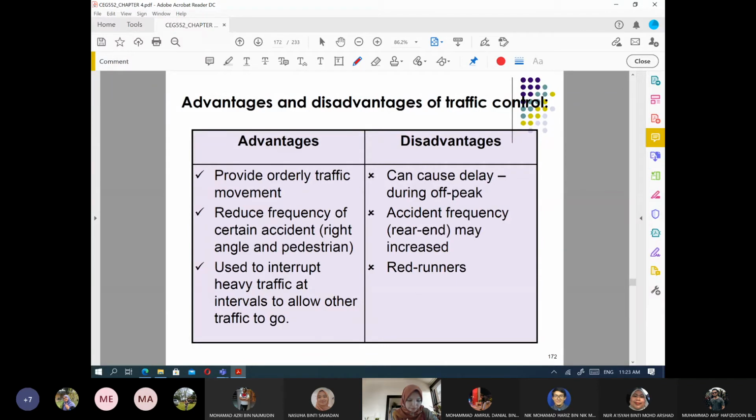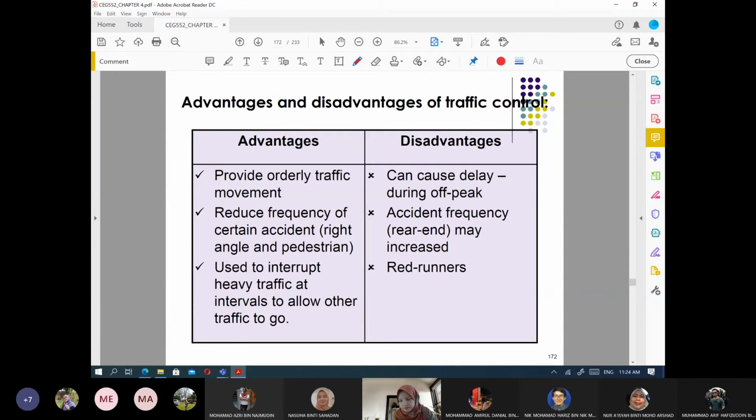Okay. And number 2, masalah dia juga, they said that accident frequency may increase. Yang ini ni sebab apa? Sebab semua nak mengejar kan? Nak mengejar ke lampu hijau tu. Red and accident might happen lah. Okay, semua nak cepat. Kereta depan pula slow. So this accident might happen.